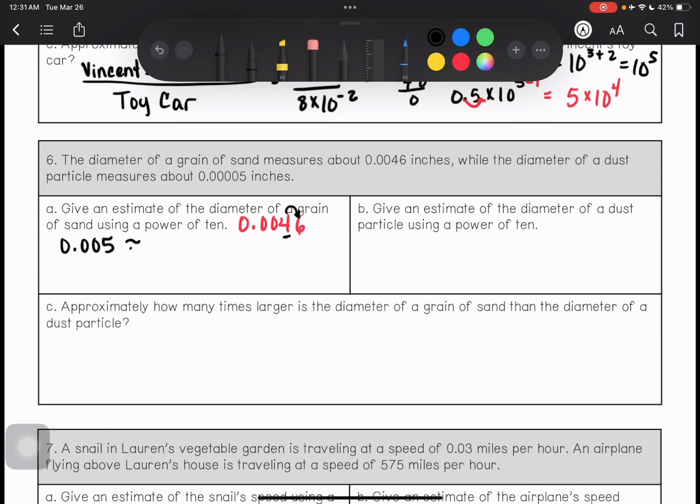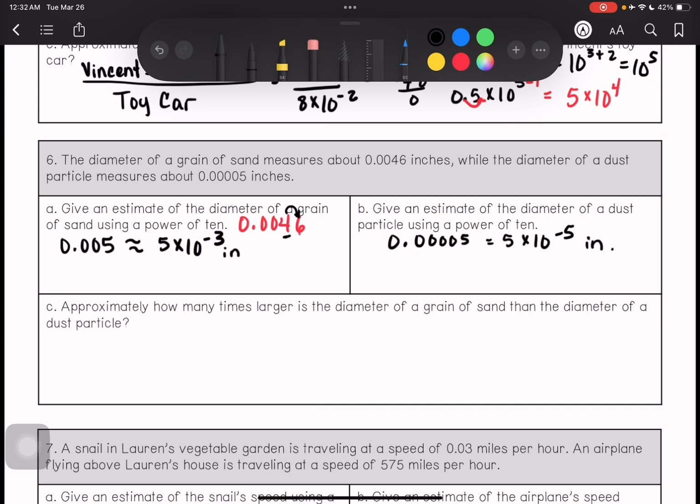And to put that in scientific notation, that's 5 times 10 to the negative 3 power. And that's in inches. Next is give an estimate of the diameter of the dust particles. So we write the dust particles. 500 thousandths. You move the decimal in scientific notation 5 times to the right. So this equals 5 times 10 to the negative 5th power. And that's in inches.